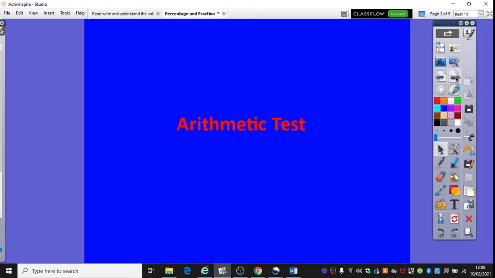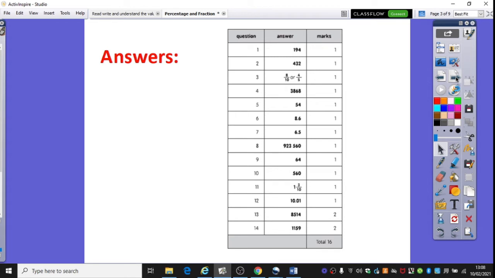We're going to begin this afternoon, or this morning, depending on when you're doing your work, with an arithmetic test. So if you'd like to pause the video now, you can have a go at the calculations that are on your sheet. Here then are the answers. It'd be great if you could mark your own work and send in your answers to your teachers to have a look at. Thank you.